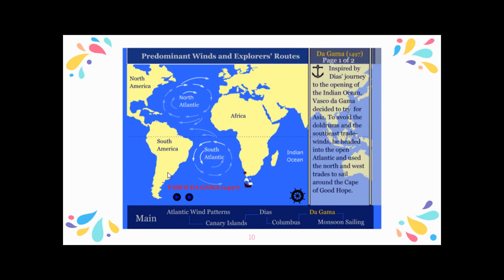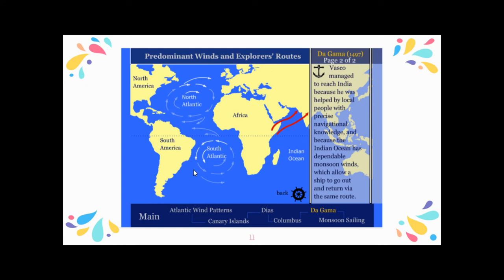Da Gama in 1497. Inspired by Diaz's journey to the opening of the Indian Ocean, Vasco da Gama decided to try for Asia. To avoid the doldrums and the southeast trade winds, he headed into the open Atlantic and used the north and west trades to sail around the Cape of Good Hope. Vasco managed to reach India because he was helped by local people with precise navigational knowledge, and because the Indian Ocean has dependable monsoon winds, which allow a ship to go out and return via the same route.